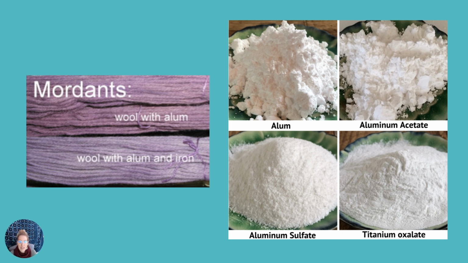Some common mordants that we find are weak organic acids, such as acetic or tannic acid, and then also metal salts, like aluminum, ammonium, or potassium sulfate, ferrous sulfate, and copper sulfate.